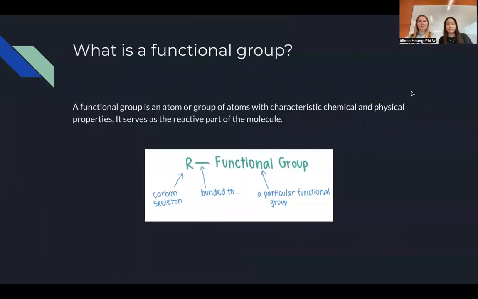What is a functional group? A functional group is an atom or group of atoms with characteristic chemical and physical properties. It serves as the reactive part of the molecule. So, for example, this is a template of a functional group, and it shows an R, which is a carbon skeleton bonded to the functional group.